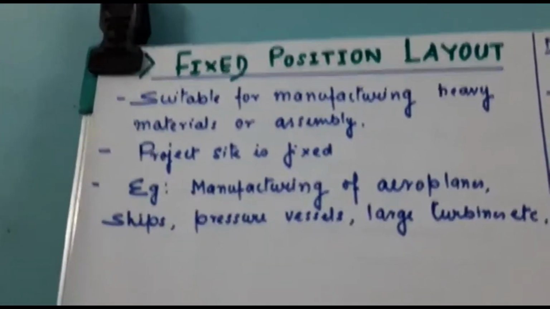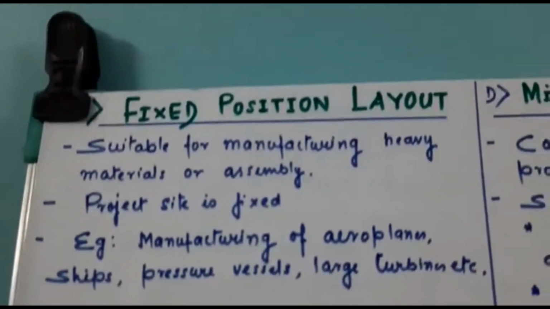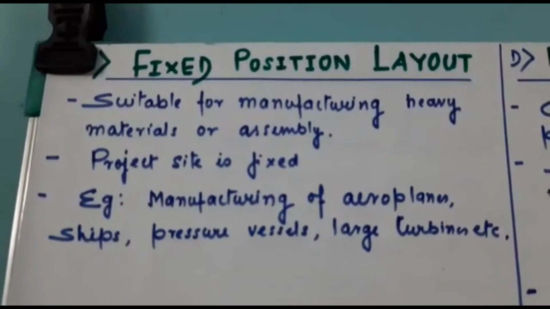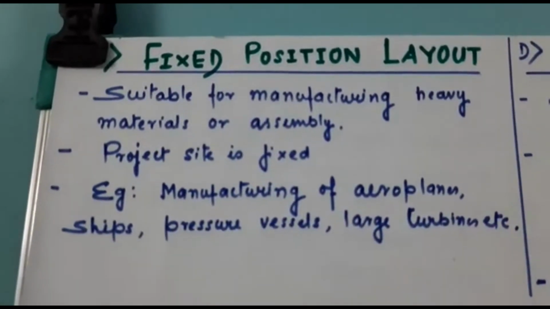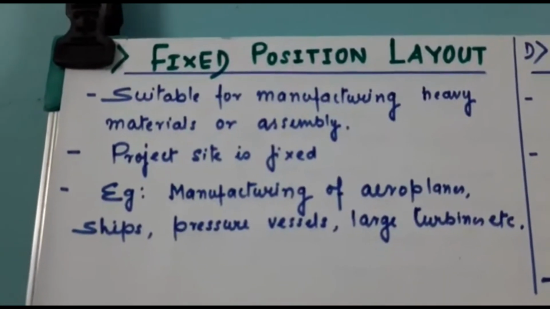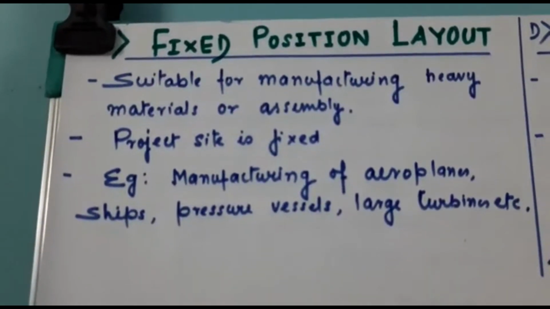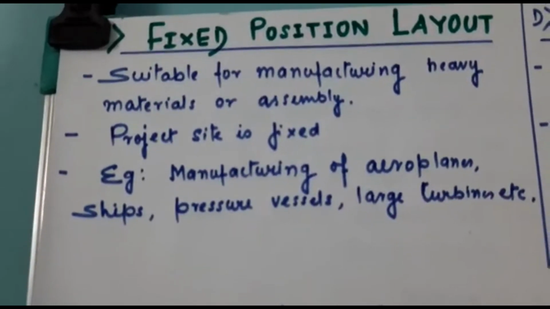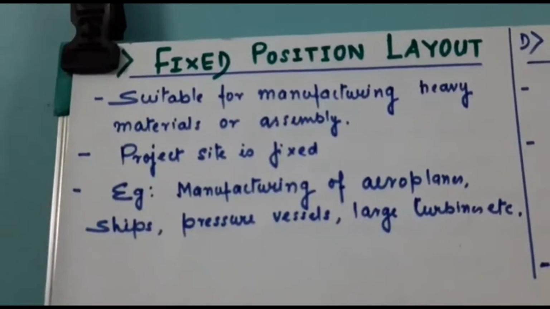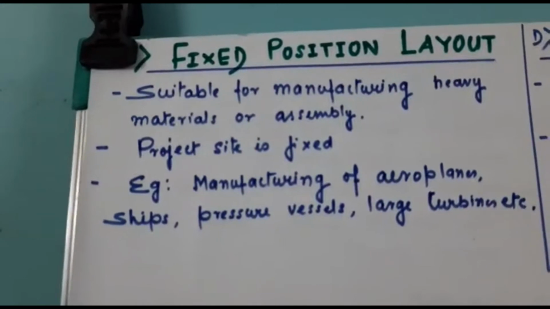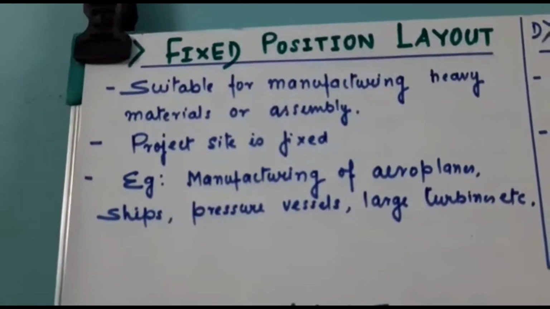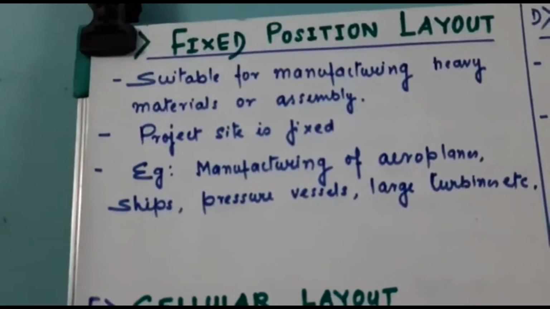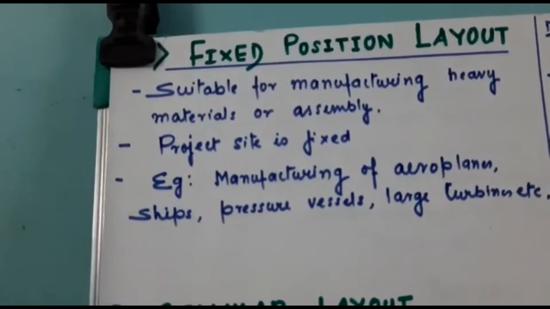Next is fixed position layout. This fixed position layout is applicable for project types of industries such as manufacturers of aeroplanes, ships, large turbines, pressure vessels which involve heavy materials and sub-assemblies. And this type of layout is suitable when assembly consists of a large number of heavy parts, the transportation cost of which is very high.